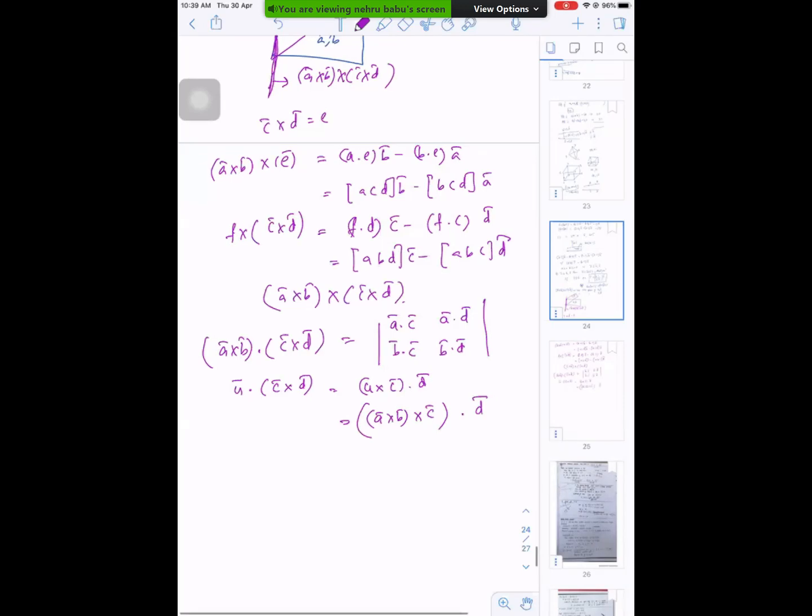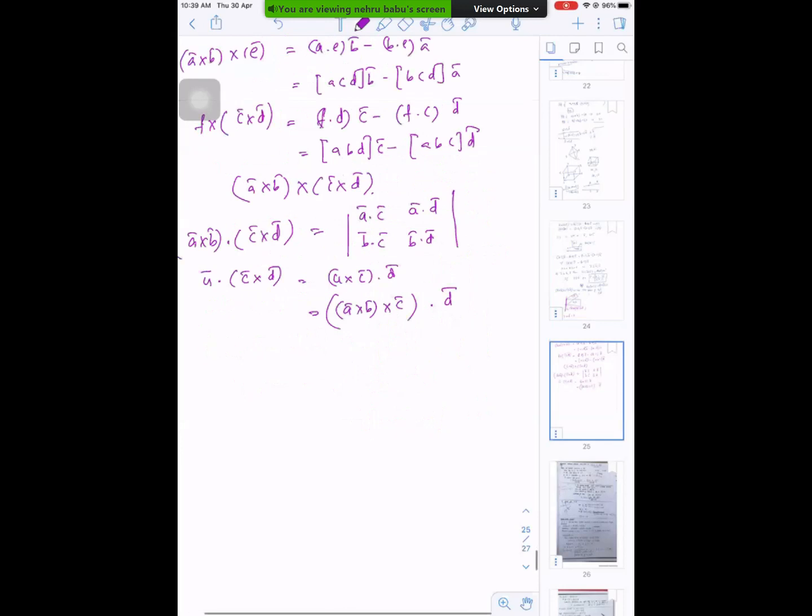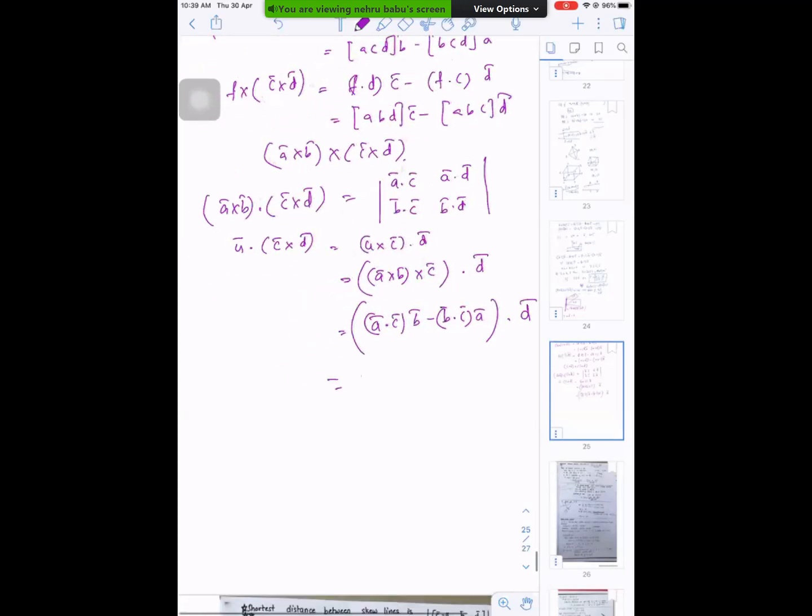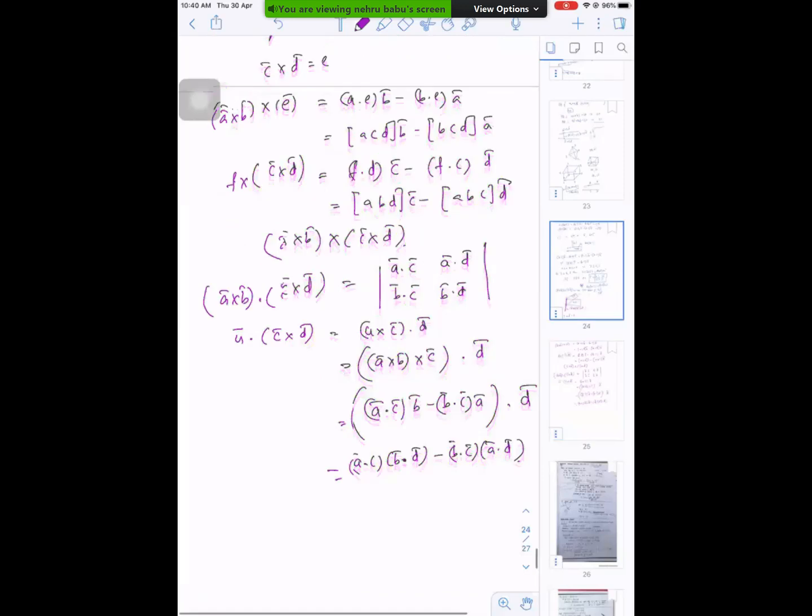The first one is a vector, so vector dot vector only is coming. So this is A dot C into B bar minus B dot C into A bar, dot D bar. As this is a scalar, you can multiply it through, which is exactly the same as A dot C into B dot D minus B dot C into A dot D. Like this, we'll solve the problems.